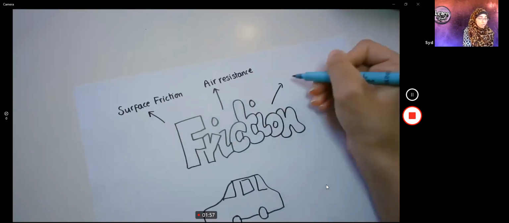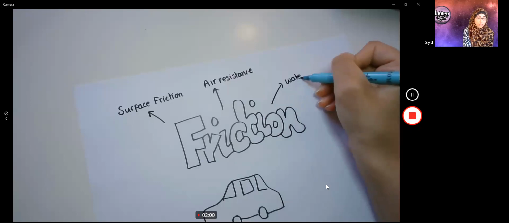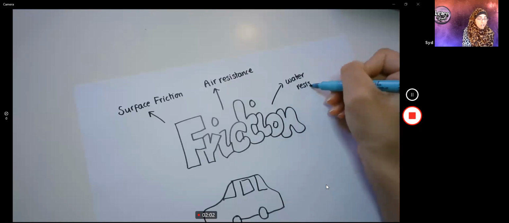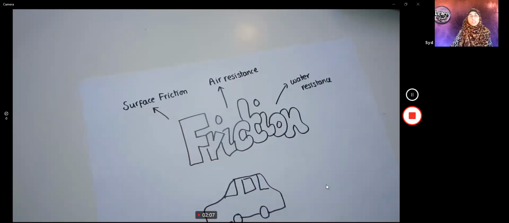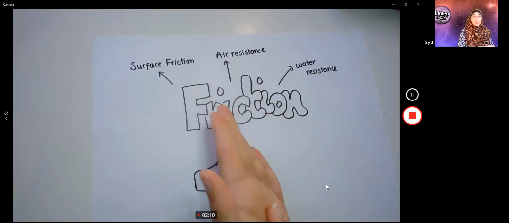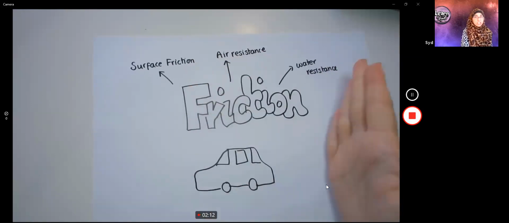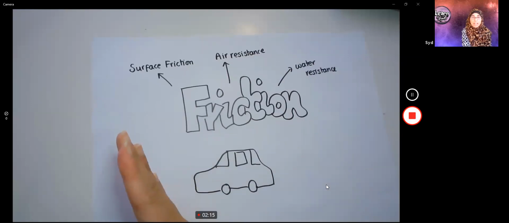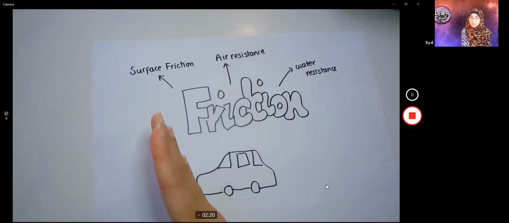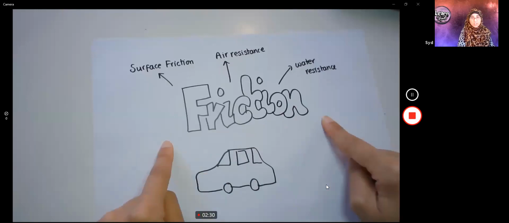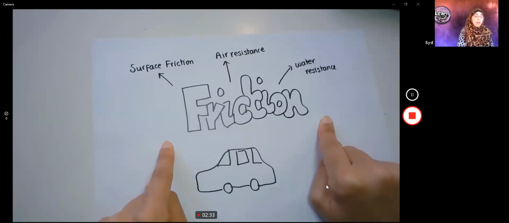And we've also got water resistance. Now, the difference between these are the different substances that we're using. So surface friction, we're looking at two solid objects moving past each other and causing friction. Air resistance is a solid object going through air. Water resistance is a solid object going through water. Okay, that's what the difference is. But in each of these cases, you're stopping the object from going forward. And the way it's stopped from going forward is this friction. It's a force which is stopping the movement forward.